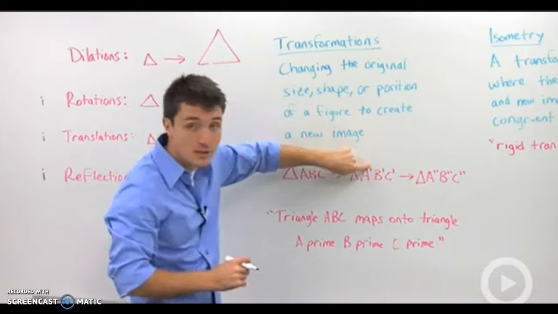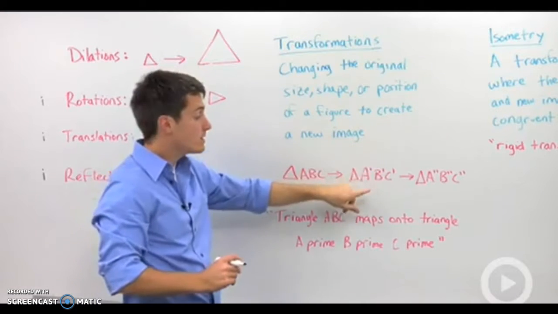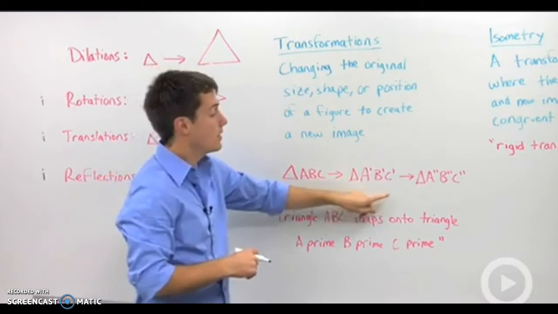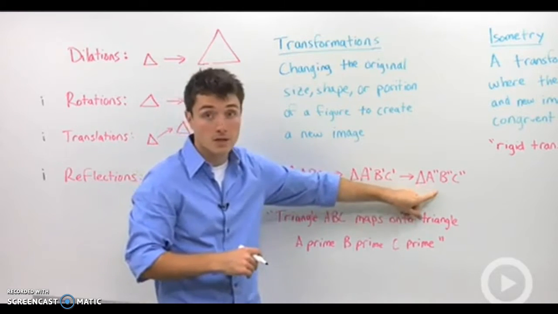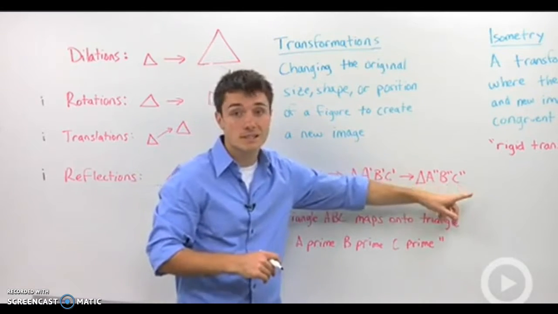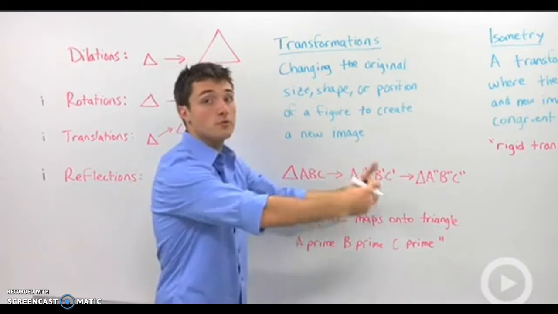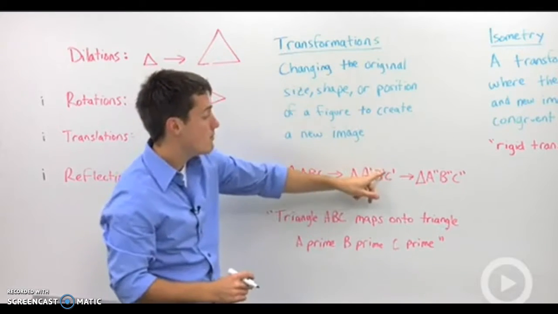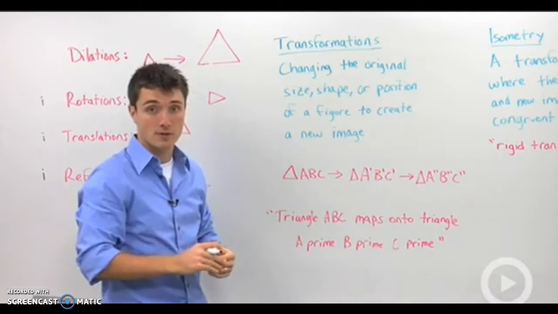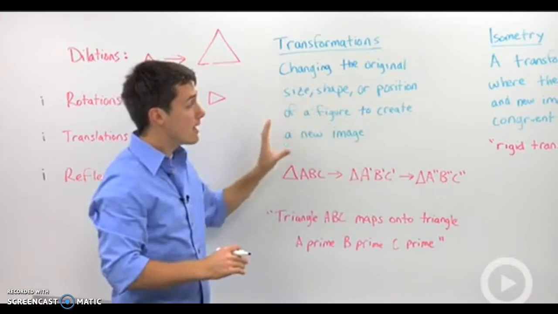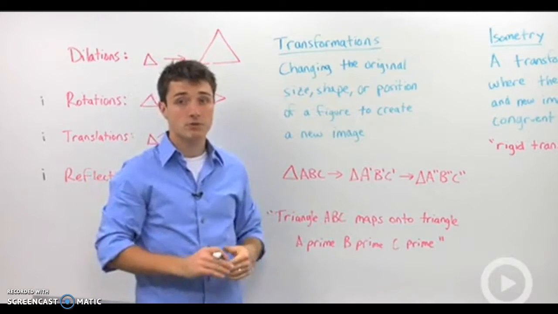So those little apostrophes actually mean prime. Let's say you did another transformation. Then that would become triangle A double prime, B double prime, C double prime. So every time you go through a transformation, you're going to have one more prime on each of your vertices. So keeping this in mind, you can perform any type of transformation.